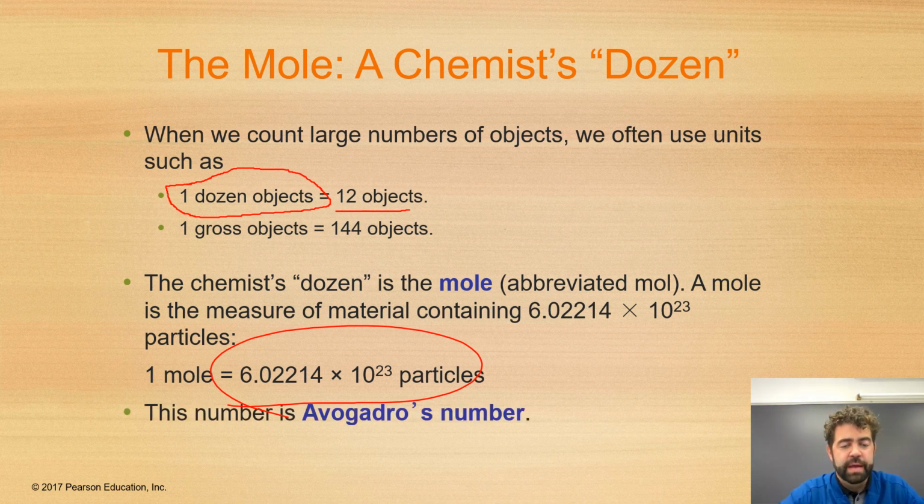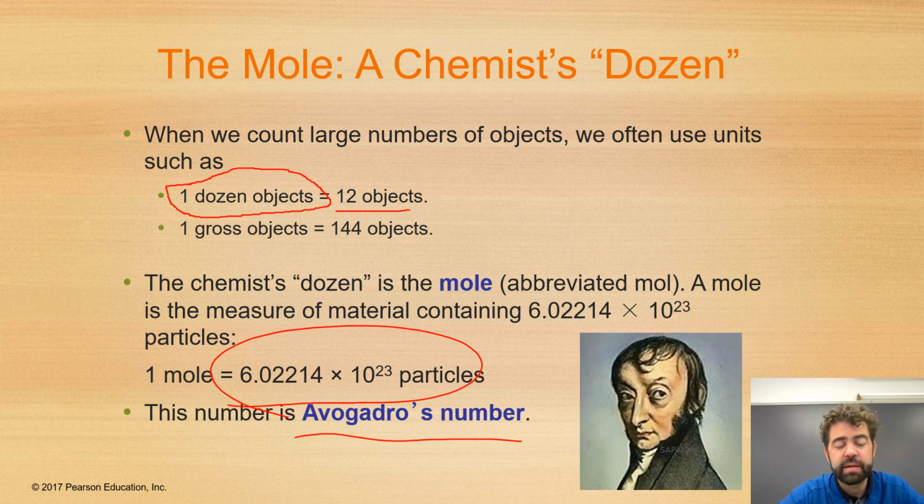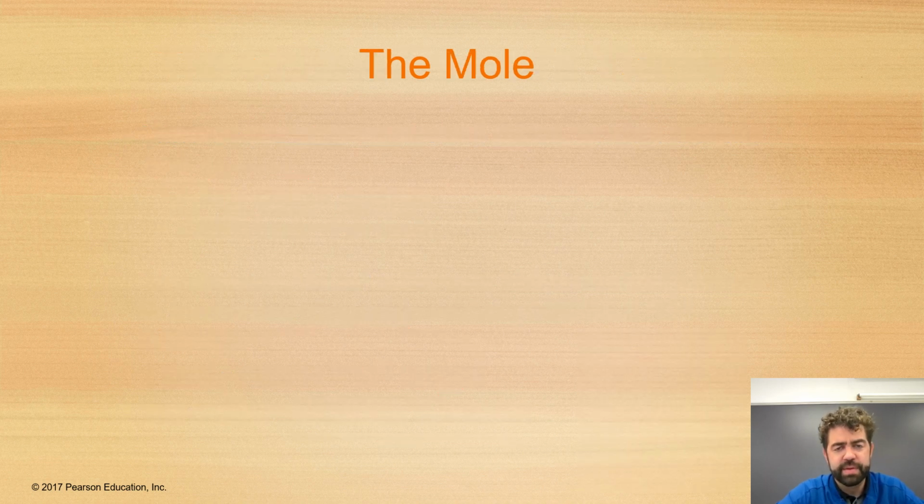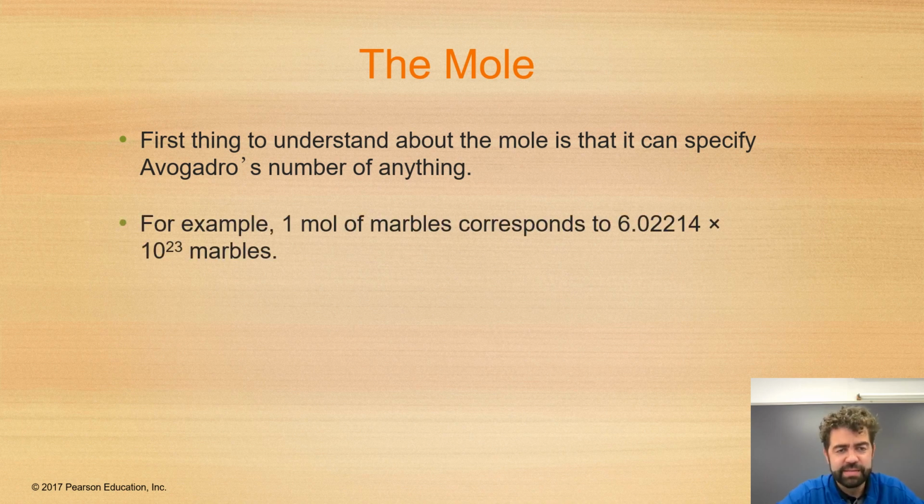And this huge number, 6.02 times 10 to the 23rd, is called Avogadro's number. And where did it come from? This guy right here. He's a pretty famous chemist, physicist, and he came up with this number. And the way he came up with the number we'll talk about shortly. But the mole can really specify anything as far as Avogadro's number is concerned.